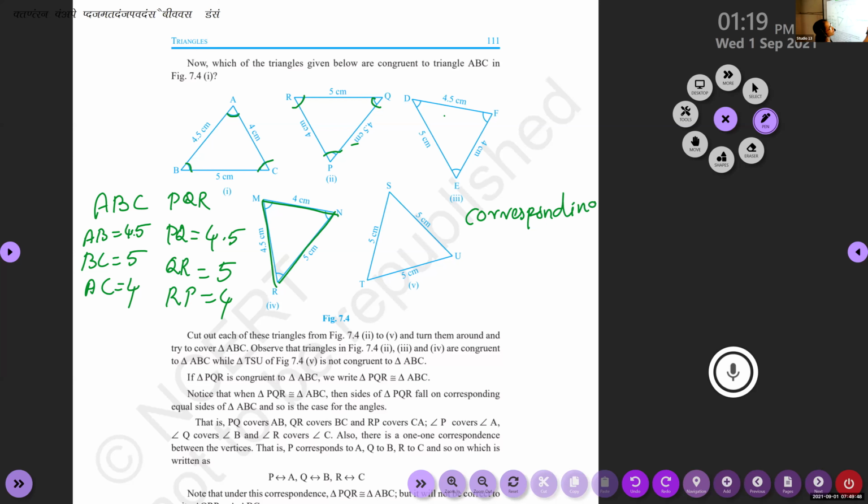Corresponding parts of congruent triangles. That means if two triangles are congruent, we can say that their corresponding angles and corresponding sides are equal. So corresponding parts, here the parts are angles and sides. Instead of writing corresponding parts of congruent triangles, we can write CPCT. So what is CPCT? CPCT is corresponding parts of congruent triangles.